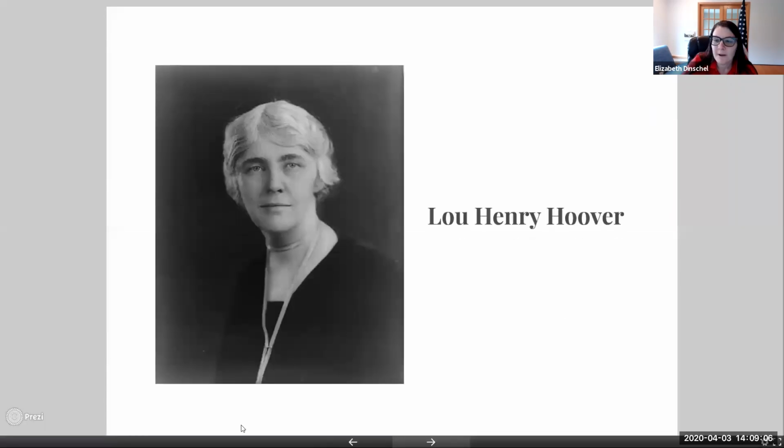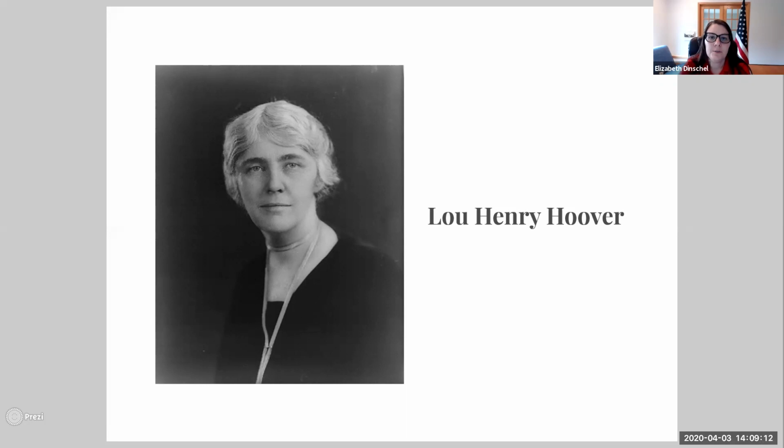So let's talk about the people that are involved in what we call the DePriest tea incident. First, let's look at Lou Hoover. Lou consistently honored racial equality, but she did it without spectacle, meaning she didn't tell people about it. She didn't try to be vocal about it. She just kind of kept it to herself. Historians like to call her a silent activist.